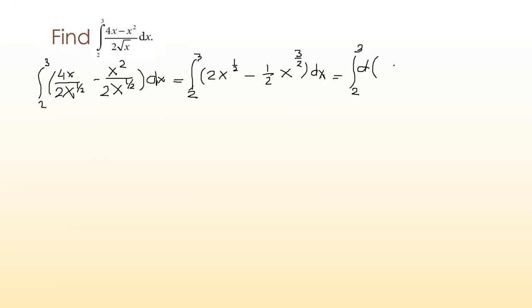A half plus 1 equals 3 half. And 2 divided by 3 half equals 4 thirds, minus 3 half plus 1, 5 half, and a half over 5 half, it becomes 2/5 like this.